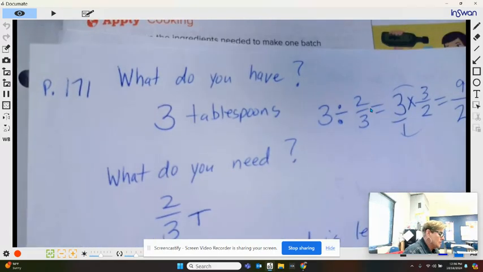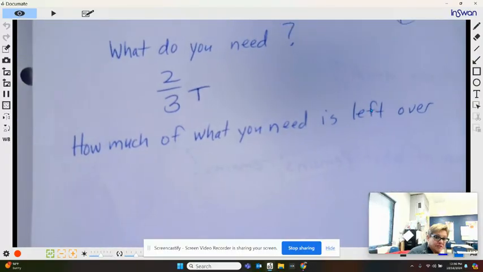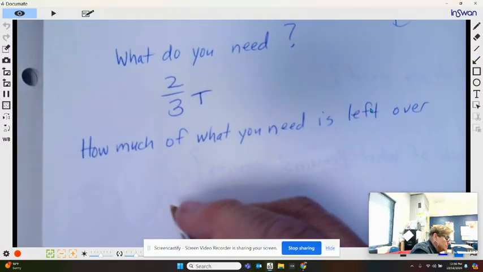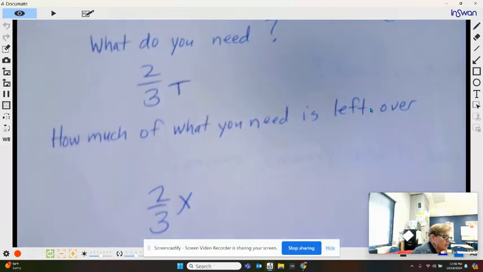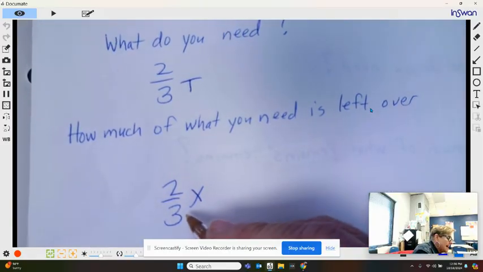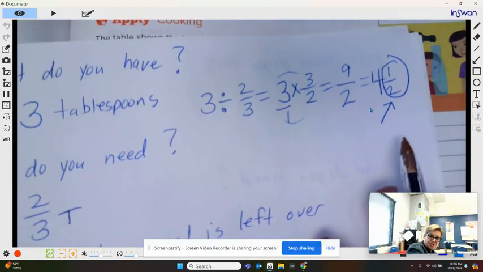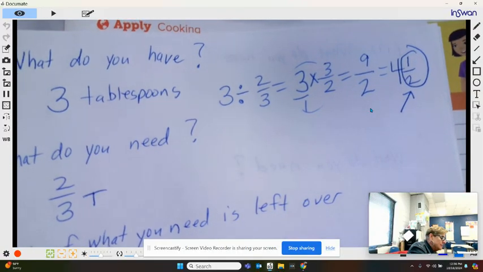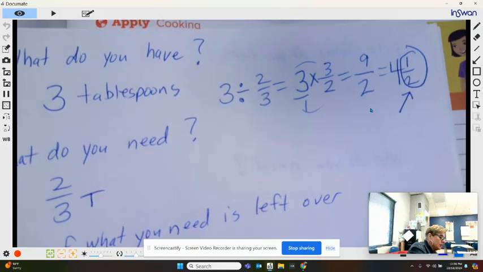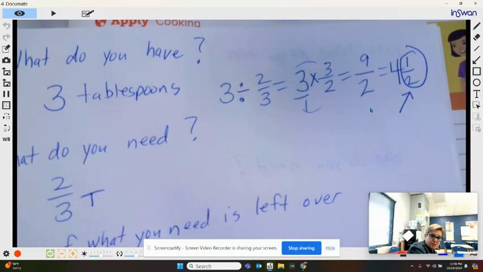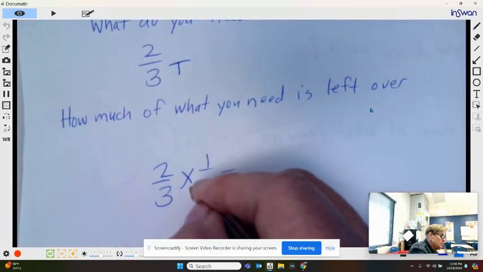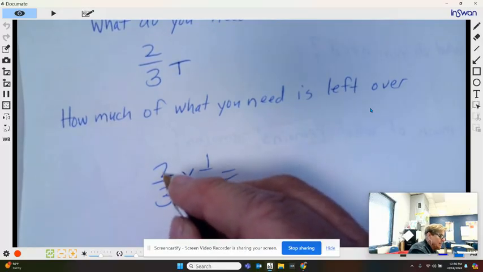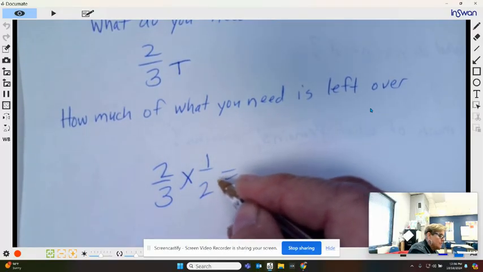So to figure out how much of what I need is left over, I take my original amount, which was the 2/3 that I need, and because it's how much garlic remained, that's going to be times the fraction that was left on the 4.5, and that's going to be half of 2/3. Of means multiply, so that's what I need for each recipe. That's what's left over on the 4.5.